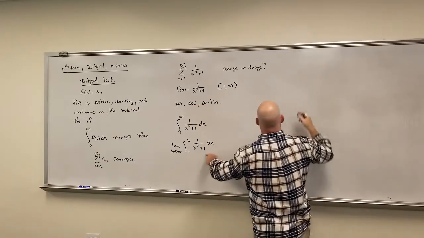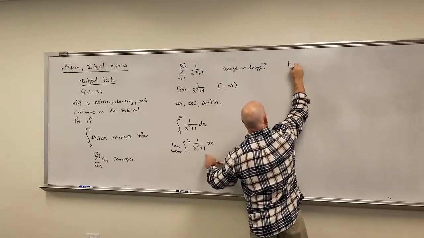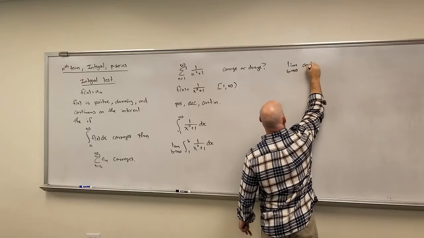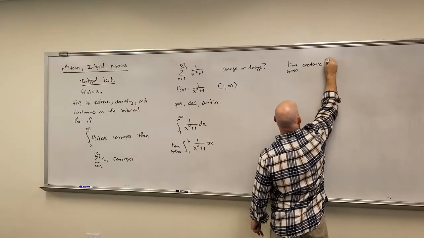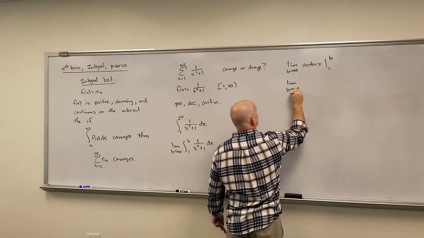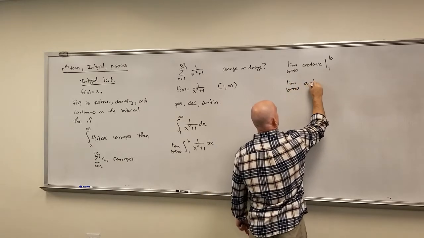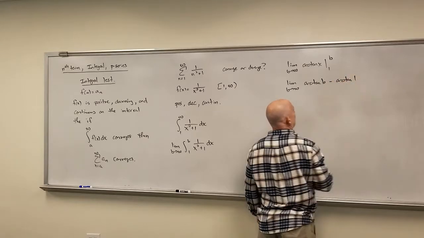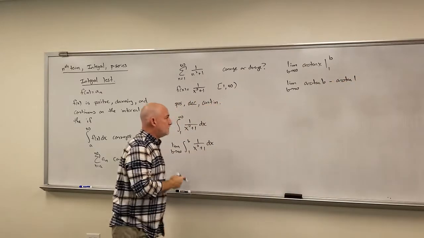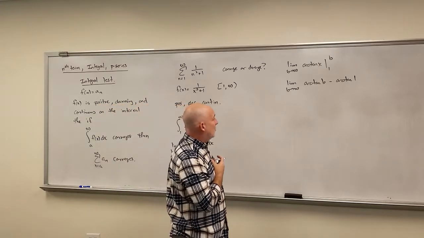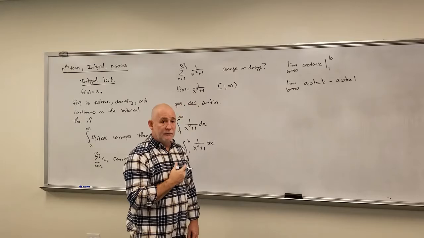All right, so this is a known integral. We should know how to do this by now. That's our arctangent. So this is going to be the arctangent of x evaluated from 1 to b. So the limit as b goes to infinity, that's the arctangent of b minus the arctangent of 1. Okay, so as b goes to infinity, what is the arctangent of infinity?